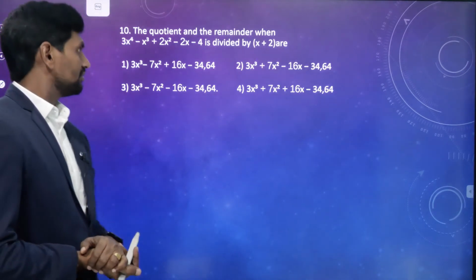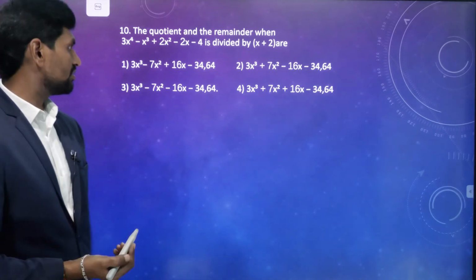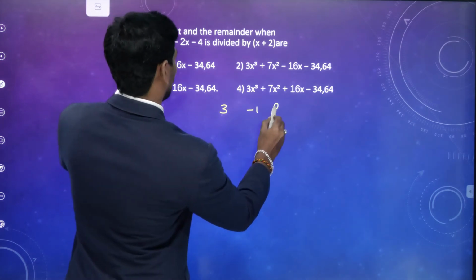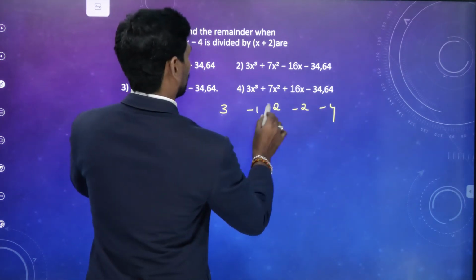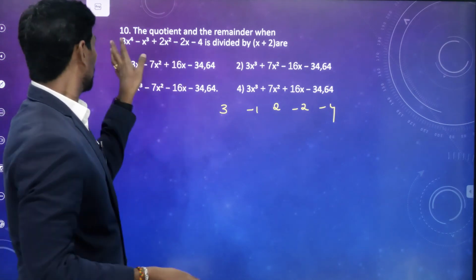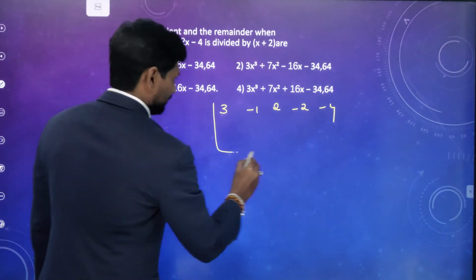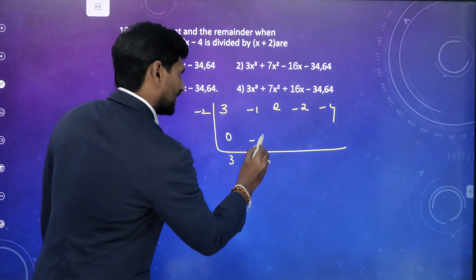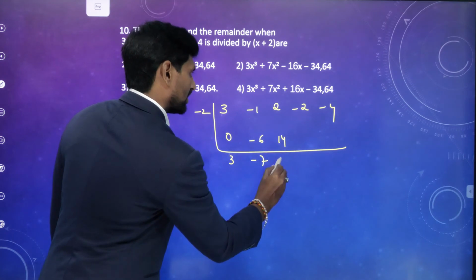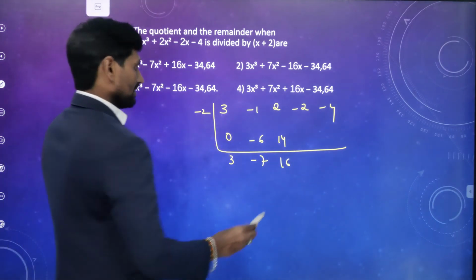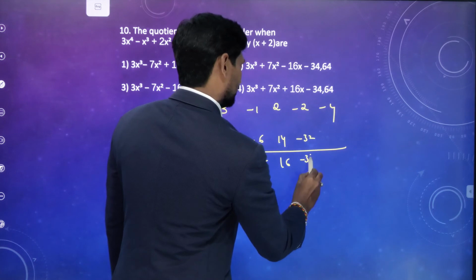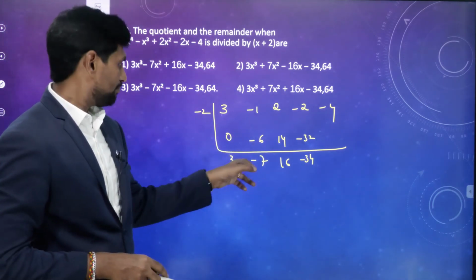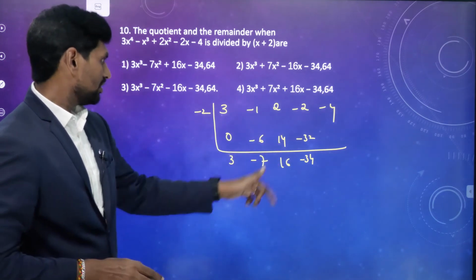Quotient and remainder means we should use synthetic division. Let us do it here. Coefficients: 3, minus 1, 2, minus 2, minus 4. 1, 2, 3, 4, 5 terms means it will be biquadratic. Yes, biquadratic only. x plus 2 factor means minus 2 will be the root. Here 0, 3, minus 6, minus 7, plus 14, 16, next minus 32, minus 34.